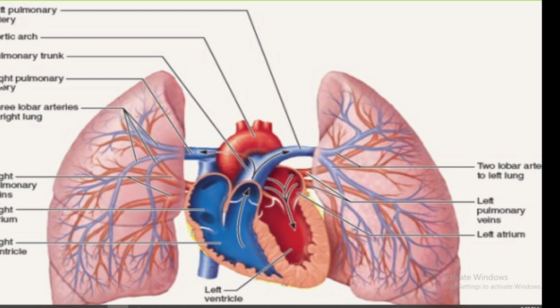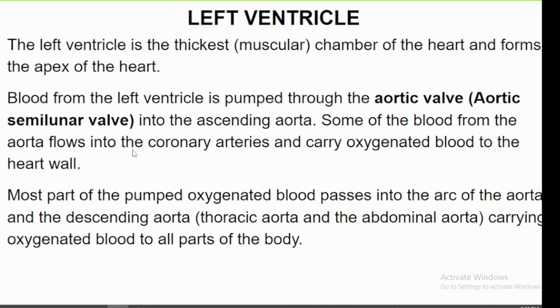All right, and then what do we have there? The pulmonary artery, which is taking deoxygenated blood from the right side of the heart, particularly the right ventricle, to the lung for what? For oxygenation. All right, let's move on.